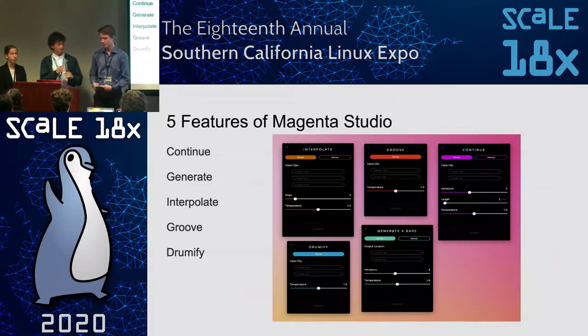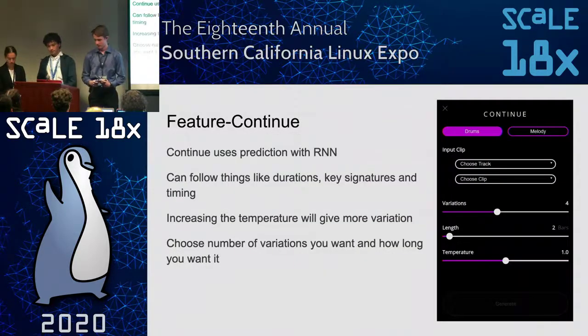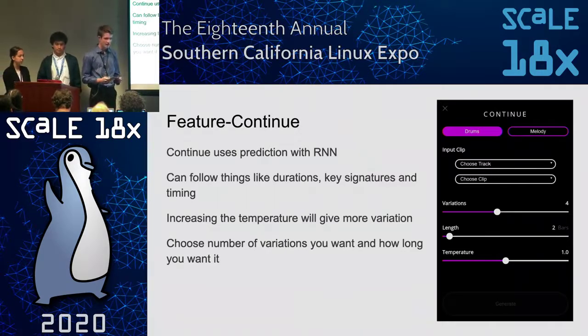And yeah, so the 5 features of Magenta Studio are Continue, Generate, Interpolate, Groove, and Drumify. So what you do on Continue is it uses predictions with a recurrent neural network and can follow things like duration, key signatures, and timing. And increased timing is more variation. So you can choose the number of variations you want and how long you want it.